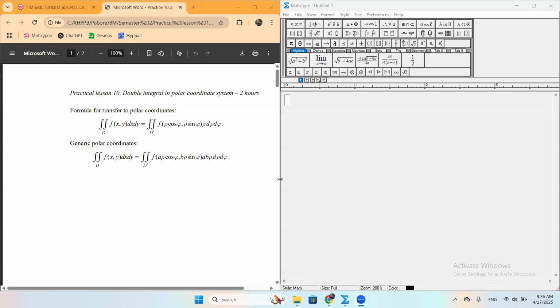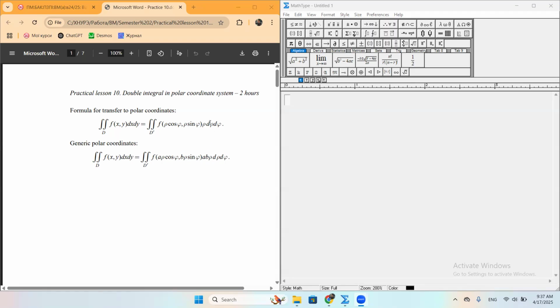Okay, if no questions, let's start the practical lesson itself. Let me share my screen. The previous week we had practical lesson 9 that was about double integral in a rectangular coordinate system, and today we are continuing calculation of double integrals, but in a polar coordinate system. So it is some kind of variable substitution.